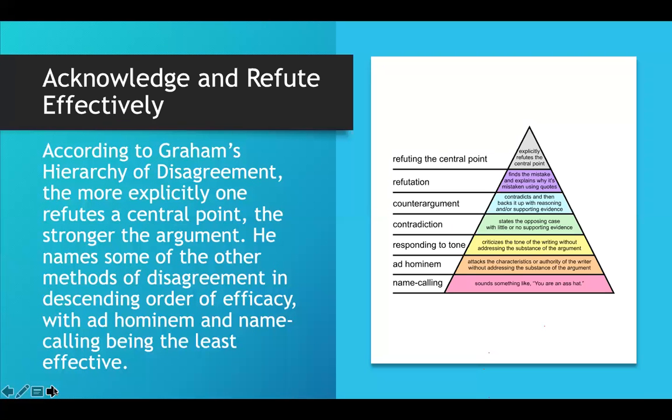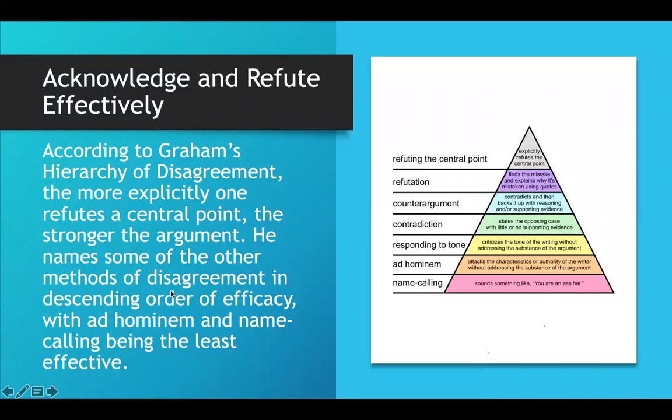So we need to acknowledge and refute effectively. What we have here is what's called the hierarchy of disagreement by a writer named Paul Graham. Basically, what this shows is that the more explicitly one refutes a central point, the stronger the argument is. So Graham names some of the other methods of disagreement in descending order of efficacy, with ad hominem and name calling being the least effective.